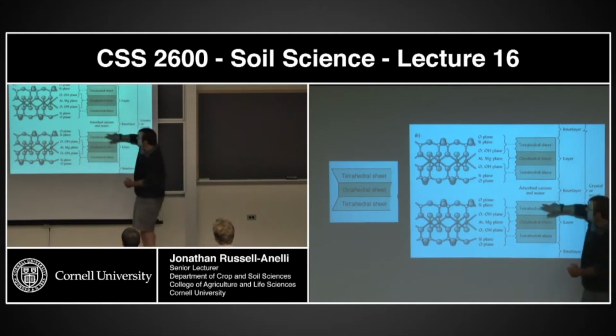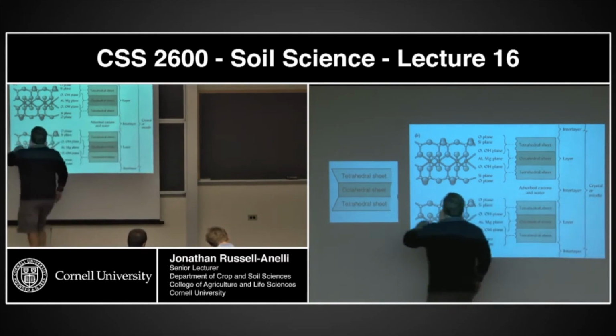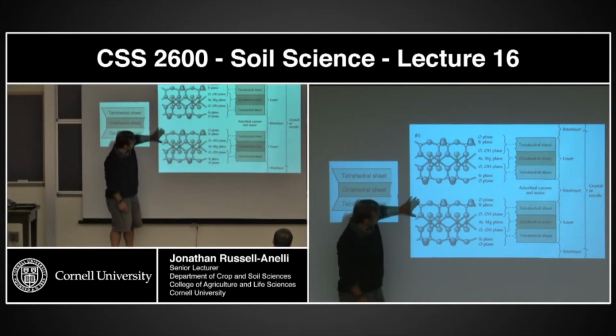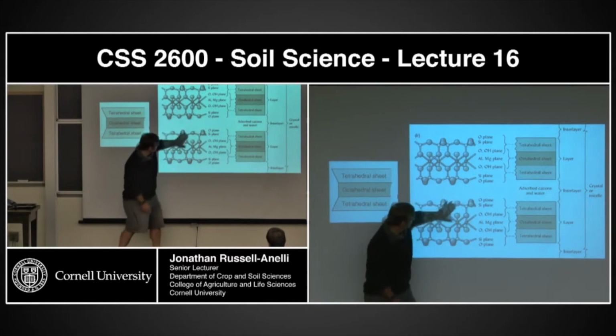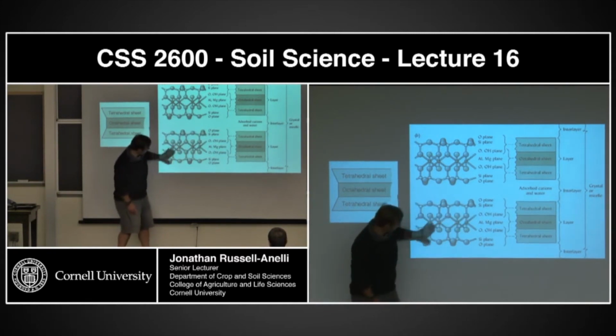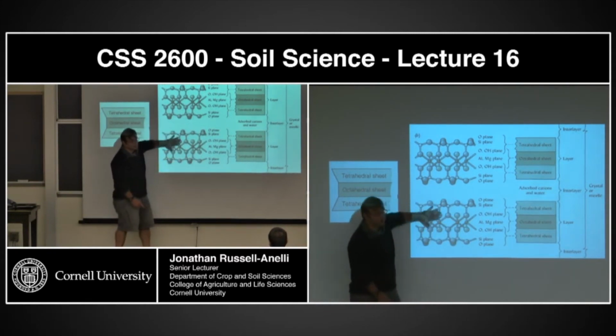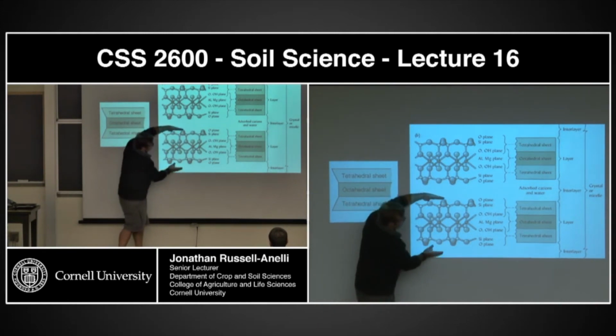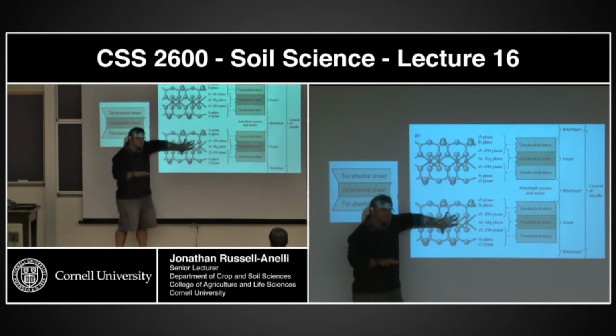Now, each one of these individual sheets is made up of different ions in arrangement. They're primarily a tetrahedral arrangement here, an octahedral sheet here, and a tetrahedral sheet here. In this case, we're looking at a 2-to-1 mineral, and that will mean something to you in a few minutes. But basically, these are bound together in a closely balanced charge arrangement.